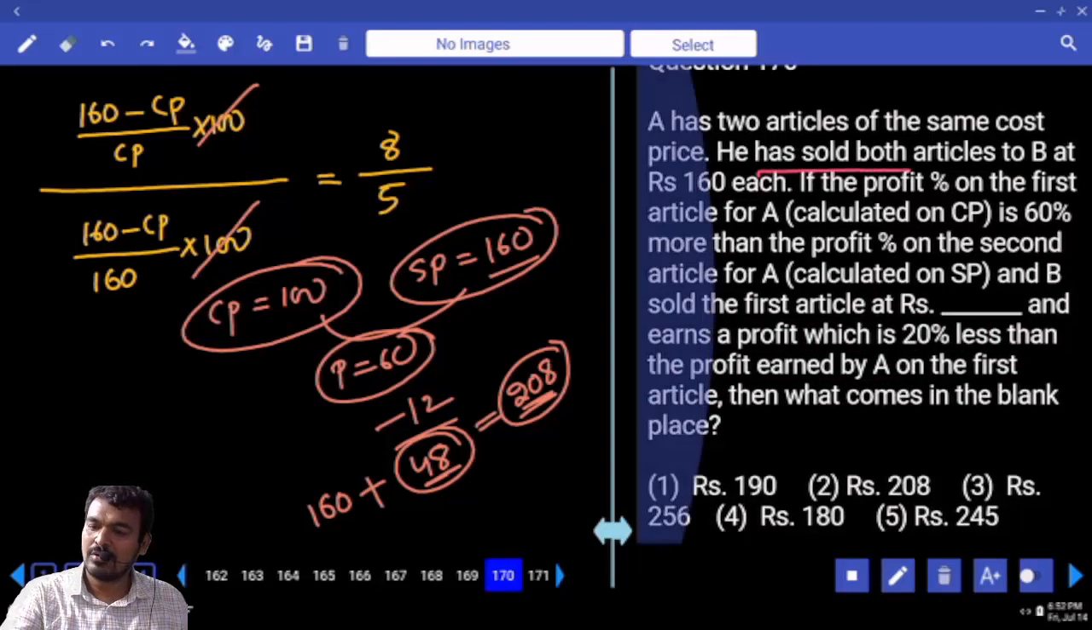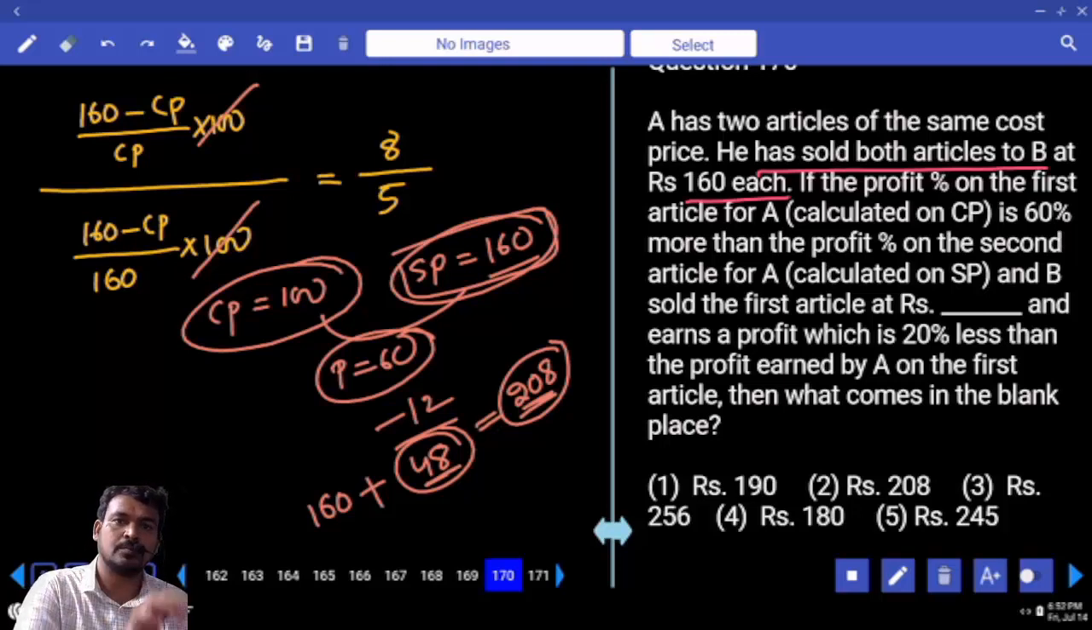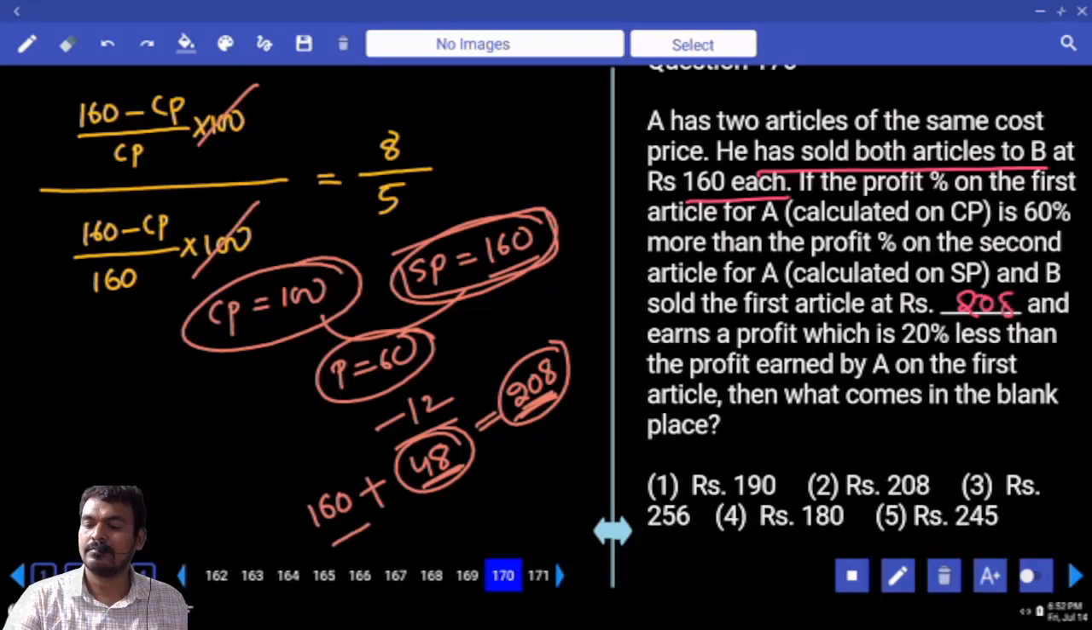He has sold both articles to B at 160 each, means selling price of A is equal to cost price of B. What is the selling price of A? 160. It is also equal to cost price of B, but he gets a profit of 48. 160 plus 48, we get 208.